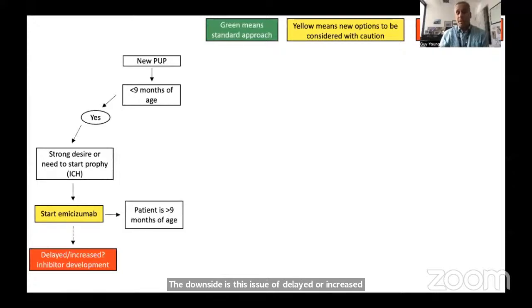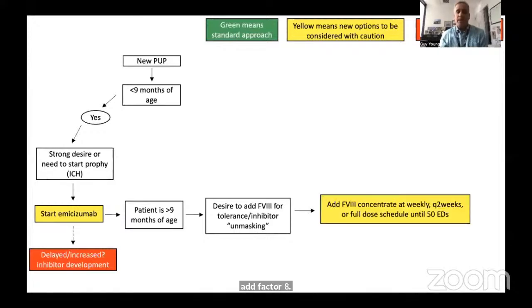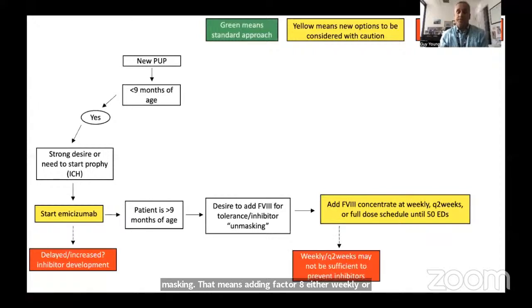Now, what you can do is once the patient is older than 9 months, whether they're 9 months, a year, or older, you can at that point add factor VIII for either inducing tolerance or what I call inhibitor unmasking. That means adding factor VIII either weekly or every 2 weeks if you want to avoid a port, or even a full dose schedule until 50 exposure days. Now, the weekly or every 2 weeks schedule has not really been studied as a tolerizing mechanism, but this is a study that Robert Sidonio is doing called the EMI-PUP study.